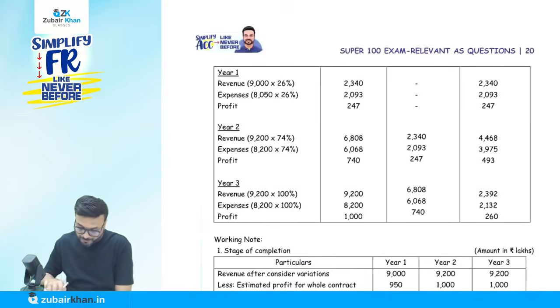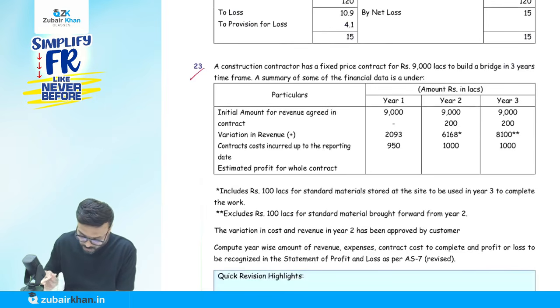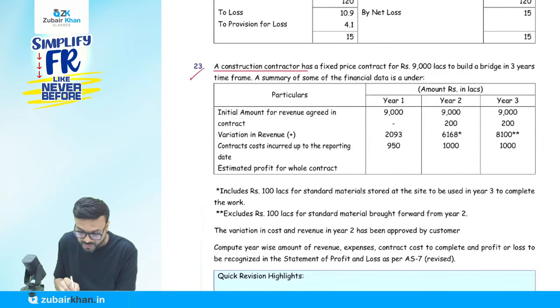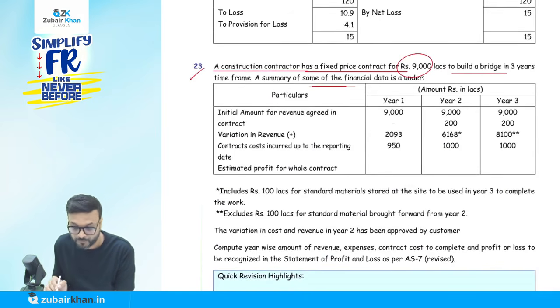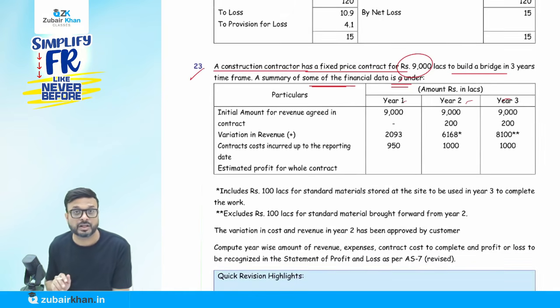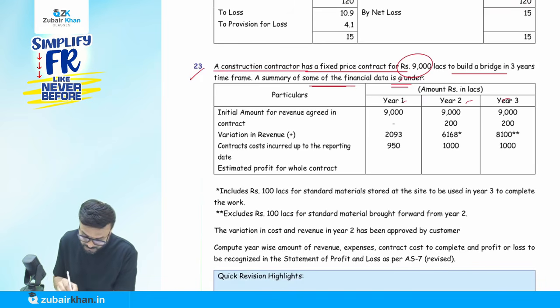Do you remember this table? I can write it in figures also. Let me write it down here to understand. They say a construction contractor has a fixed price of rupees 9,000 lakh to build a bridge in a 3 year time frame. A summary of the financial data is as under. Now there are 3 years, 1, 2, 3. Listen carefully. There are some initial figures. Now this is for the first year.